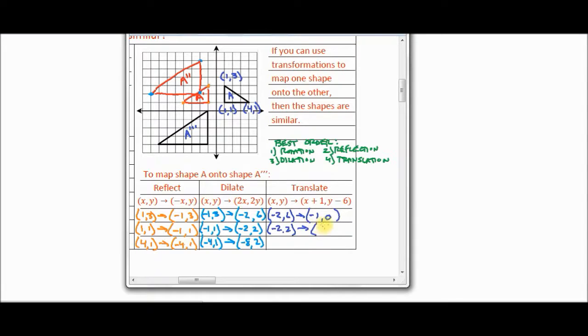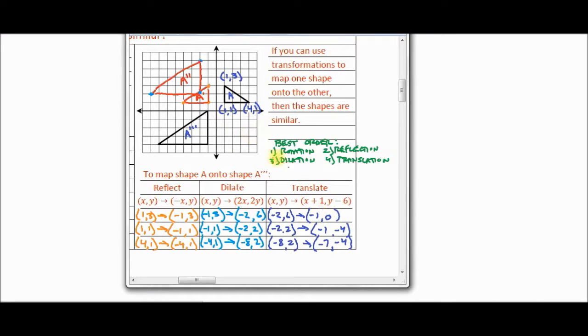Let's take negative 2, 2. Run it through our transformation. Negative 2 plus 1 is negative 1. 2 minus 6 is negative 4. And we've got negative 8, comma 2 is now going to be negative 8 plus 1 is negative 7, and 2 minus 6 is negative 4. And there are our new points.